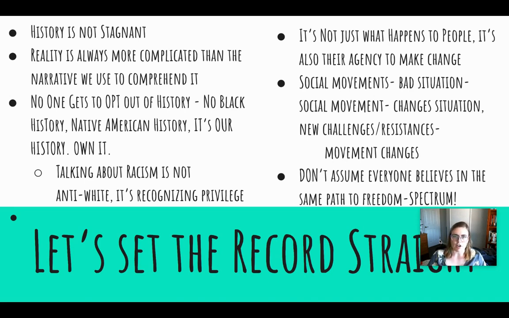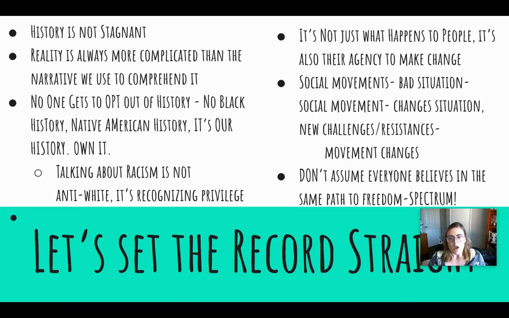And another word for agency is power. So it's not just what's happening to people, it's also how they are fighting back against the things that are happening or trying to make change. And so you see that through social movements. And the civil rights movement is a social movement. We often see that there's a bad situation and people organize to make change. And then when that change happens, there's new things to work on or new angles that you have to approach things. So you see social movements will then change, okay? New challenges or new resistances.